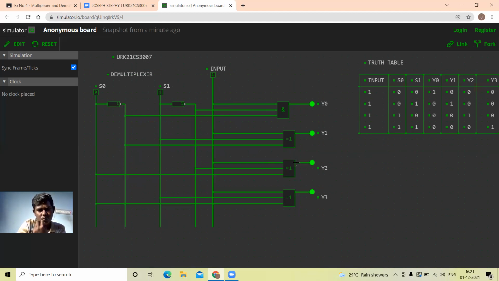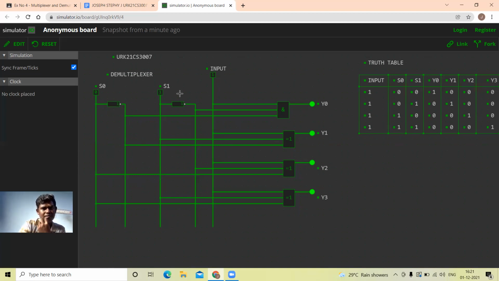Again, Y2, Y3 is 0. Y2 means 1 into not. 1 is not is 0, the inverter. So 0 into anything is 0. Again, Y3: 1 into 1 into, again this one is 0 connected, which means 0. 0 into anything is 0. So again, Y1 is 1. How is it possible? This is 1, this is 1, this is 1 because S0 is inverted, that is 1. 1 into 1 into 1 is 1. So we will get the output as 1.